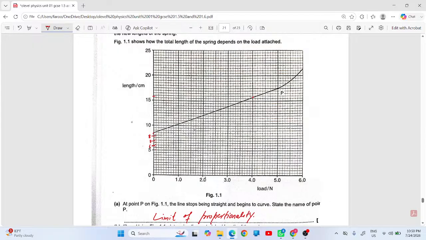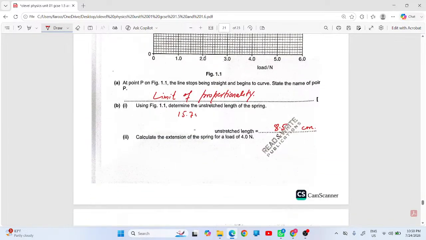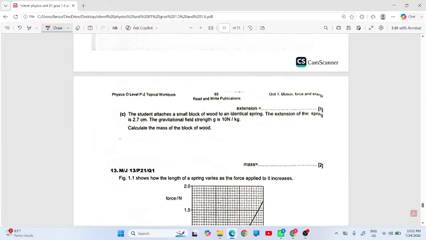15.75 minus 8.5 is 7.25. So here the range is given as 7.1 to 7.3. Okay.